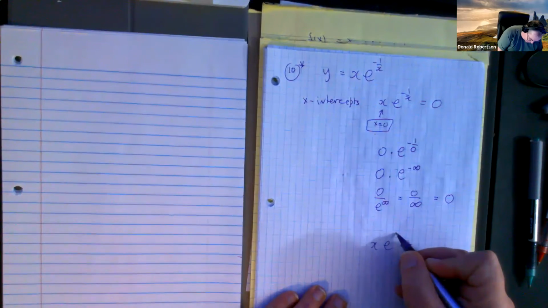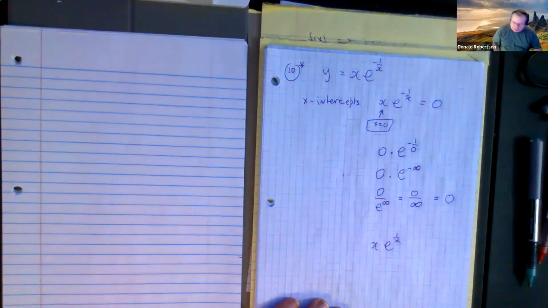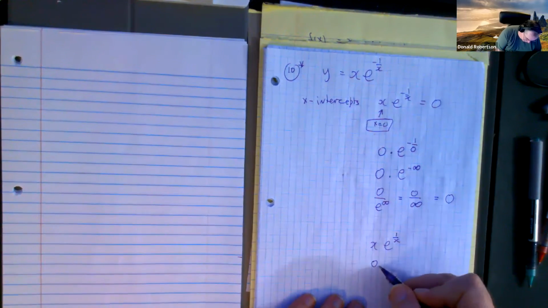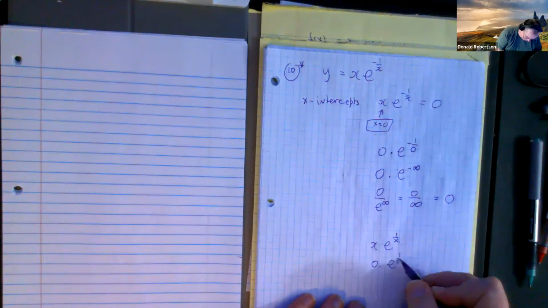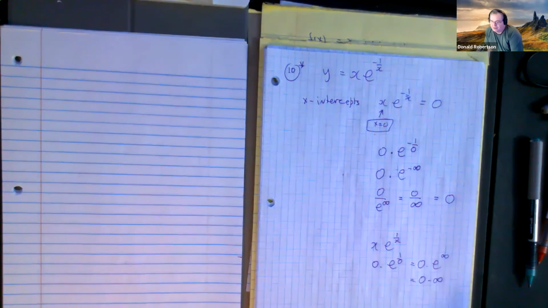If I just changed the question to be that one, you're going to do e to the 1 over 0, 0 times e to the infinity, you're going to do 0 times infinity. And isn't 0 times infinity bad news for everybody? So we dodged a bullet there, right?